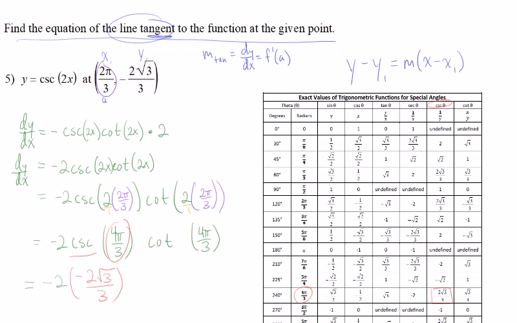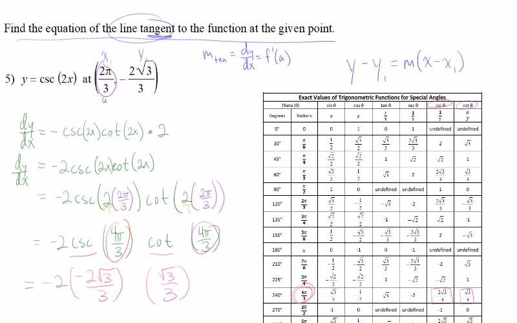Now I'm going to do a similar thing with cotangent of 4 pi over 3. I line those up: here's cotangent, and here's 4 pi over 3. When I line those up, it comes out to root 3 over 3. So that whole thing goes in instead of cotangent of 4 pi over 3.